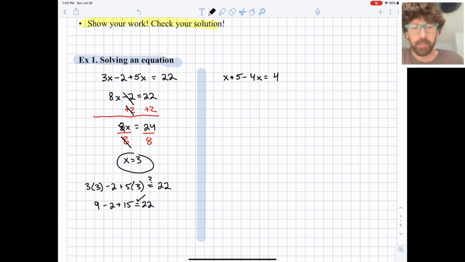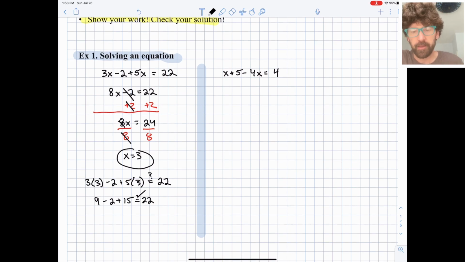Next one, again, it looks like we want to combine some like terms. Here's a common mistake people sometimes make. They think that subtraction goes with the 5. It actually is talking about what we're doing with the 4x. So in this case, I'm going to do x minus 4x to get a negative 3x.